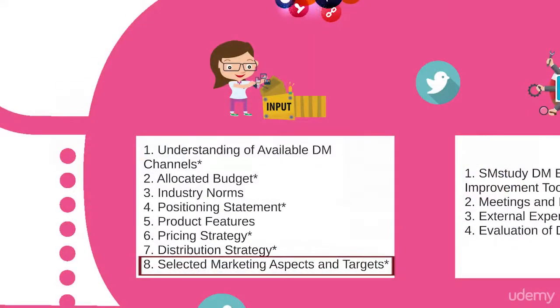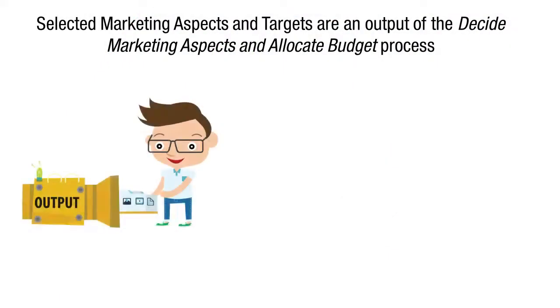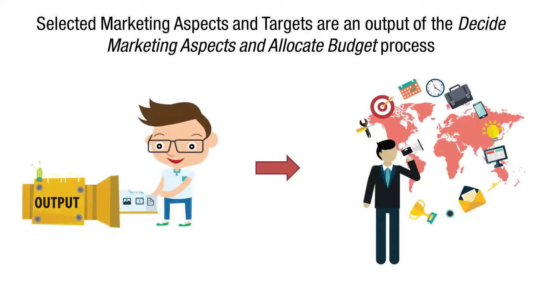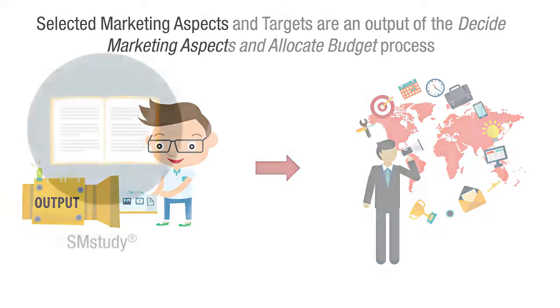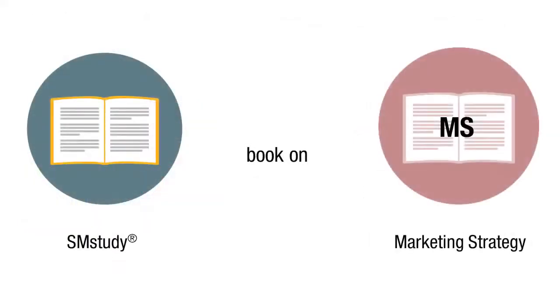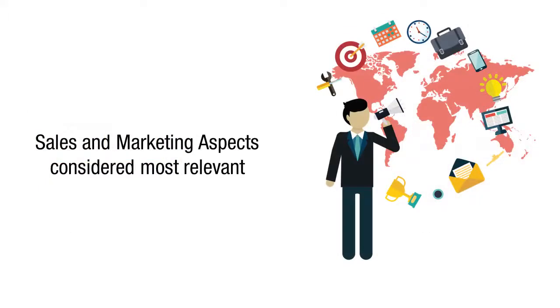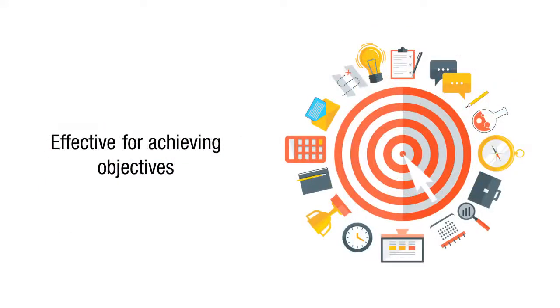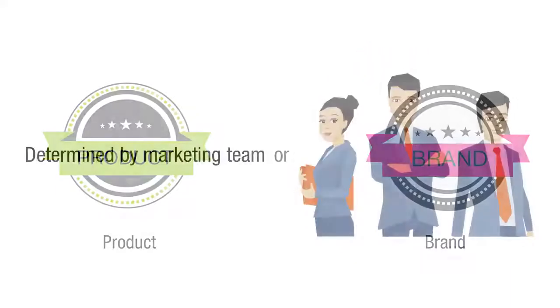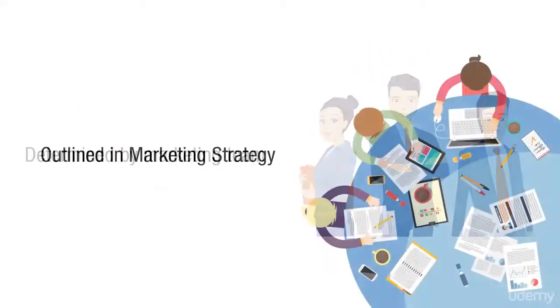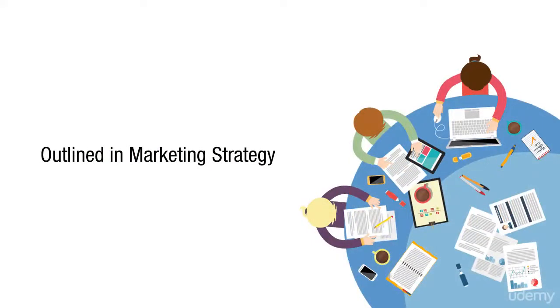Selected marketing aspects and targets are the last input of this process. Selected marketing aspects and targets are an output of the Decide Marketing Aspects and Allocate Budget process in the SMstudy book on marketing strategy. Sales and marketing aspects that are considered most relevant and effective for achieving the objectives defined for a product or brand are determined by the marketing team and outlined in the marketing strategy. The list will include the respective rationale and targets for each aspect.